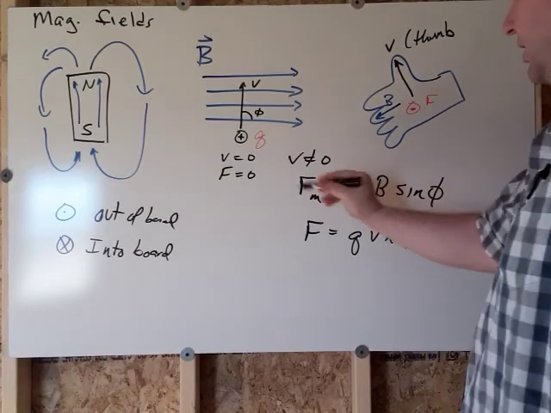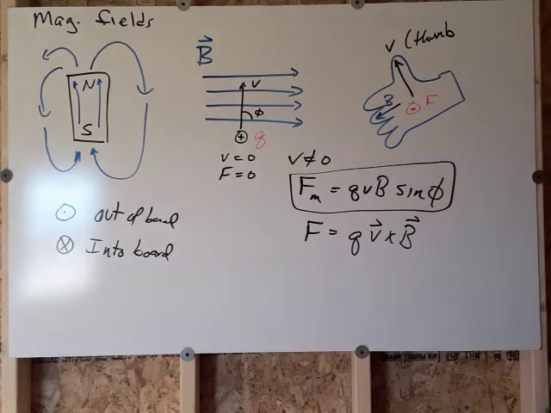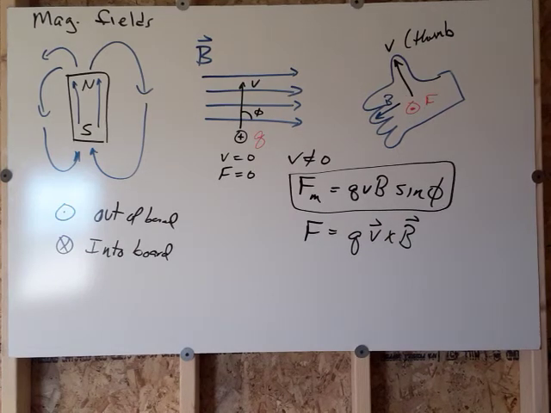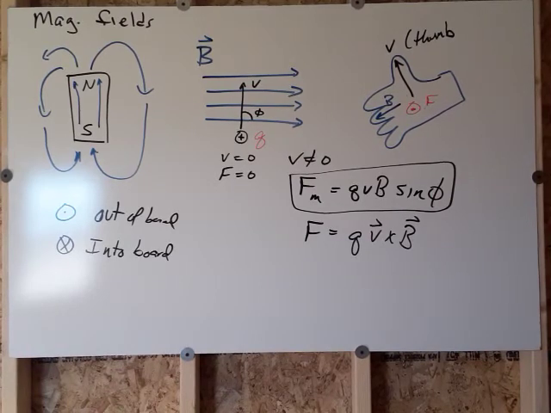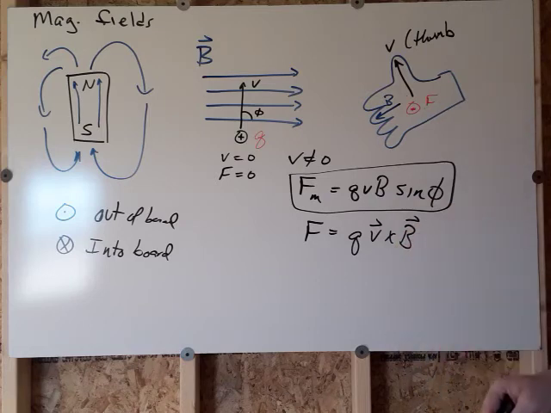This equation is the force that a magnetic field puts on a charge. If there's no charge, there's no force. If there's no angle here, sine of 0 is 0, sine of pi is 0. So if there's no charge, it's 0. If there's no angle, it's 0. And if the velocity is 0, it's 0. So you have to check and make sure if it makes sense.